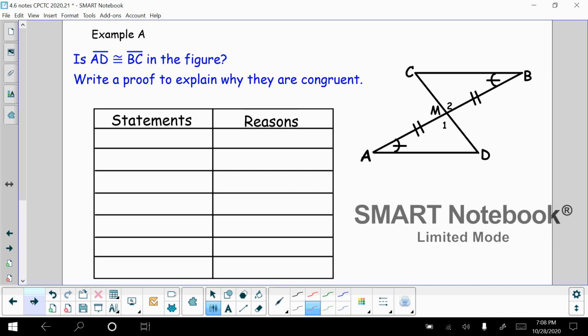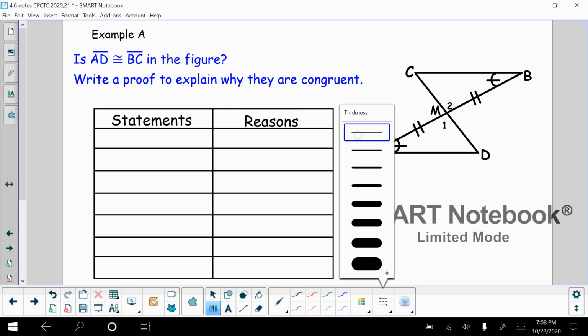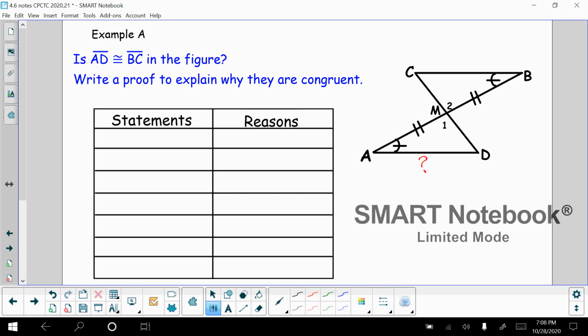So it says, is AD congruent to BC? So the first thing you want to do is maybe go put a little question mark on there. Here's AD and here's BC. Well, it's not marked, so obviously we have to show a proof. So if I can prove these two triangles congruent, well, then I can use that definition I just wrote down, because these two look like they would be corresponding, okay?